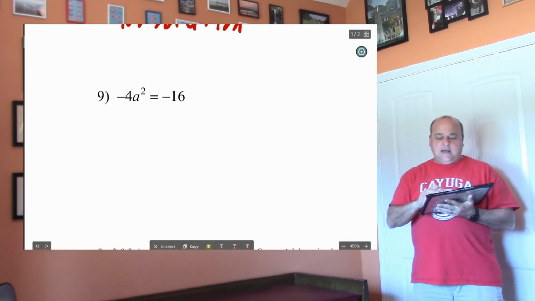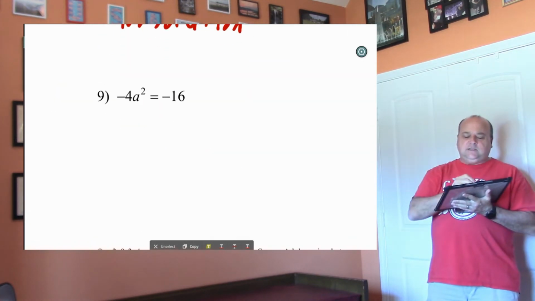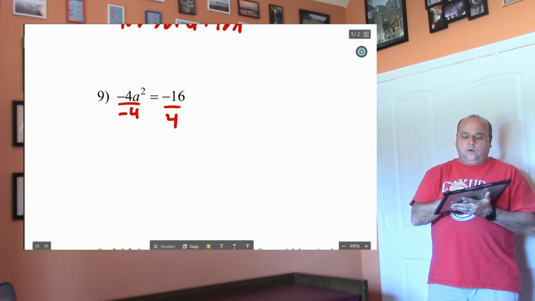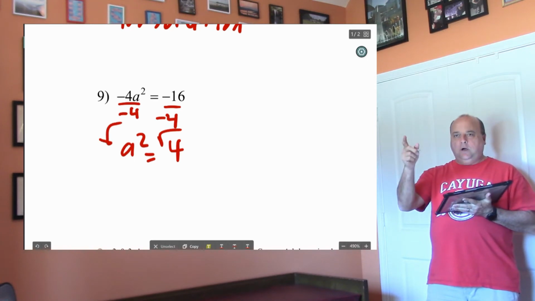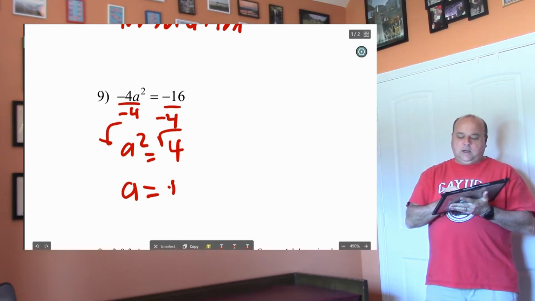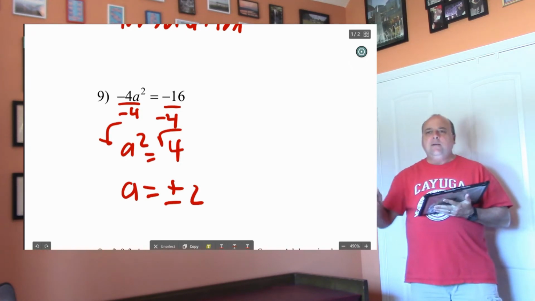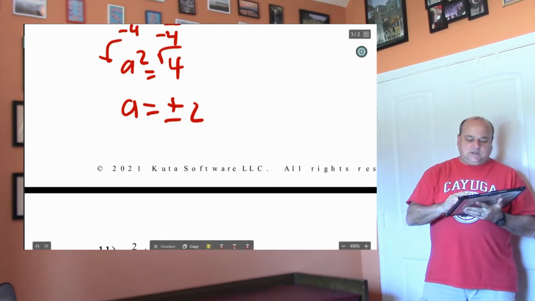Let's go down to number 9. We need to get the a all by itself, so we're going to divide by negative 4. We'll get a squared equals a positive 4, square root, the square root of 4 is 2. So a would equal plus or minus 2. Piece of cake. Let's keep going.